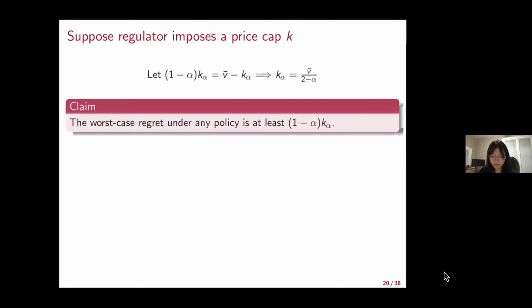We also can summarize the discussion into our first claim, right? The worst case regret under any policy is at least 1 minus alpha times K alpha. So no matter how you design the policy, if you give the revenue more than K to the firm, you might have too much loss from redistribution. If you give too little revenue to the firm, you might have a lot of loss from underproduction. Okay, so no matter what you do, you have to suffer this much regret.